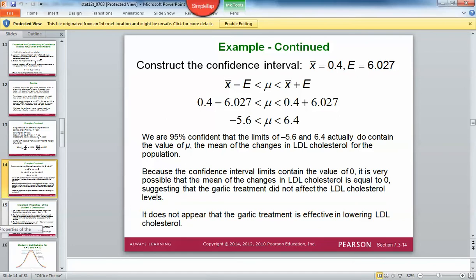So that means that we are 95% confident that the limits negative 5.6 and 6.4 actually do contain the population mean.